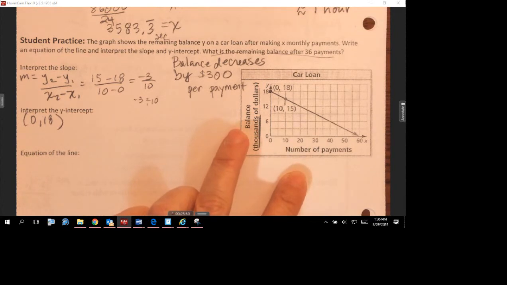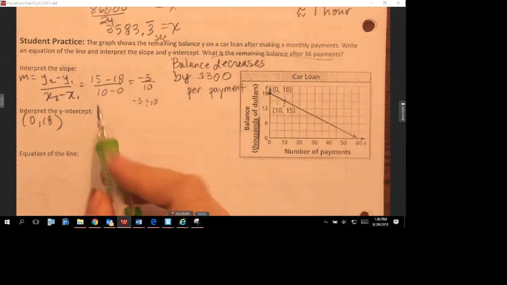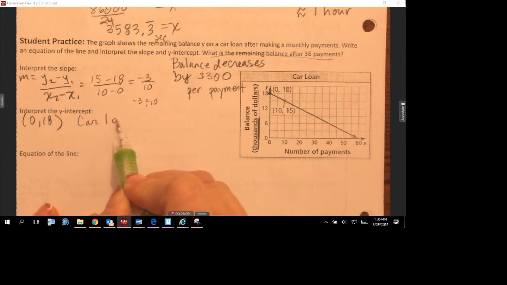What is $18,000? The balance. The amount of the loan. That's how much you owe right away. It's $18,000 at the start before you paid anything. Okay, so that's the interpretation: the y-intercept would be car loan.